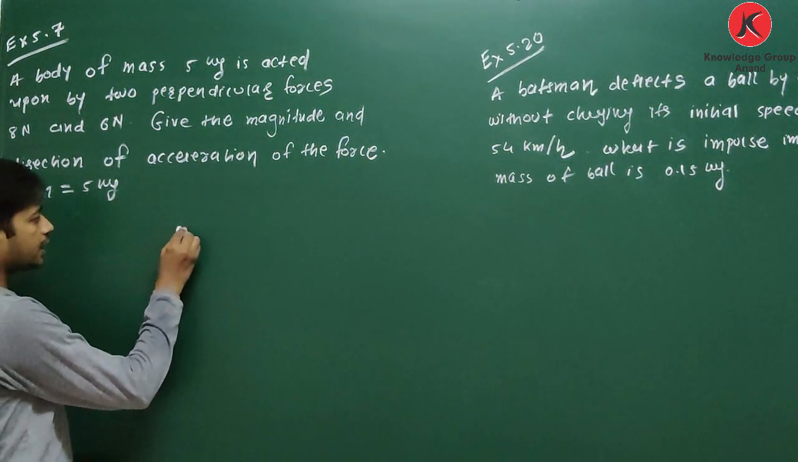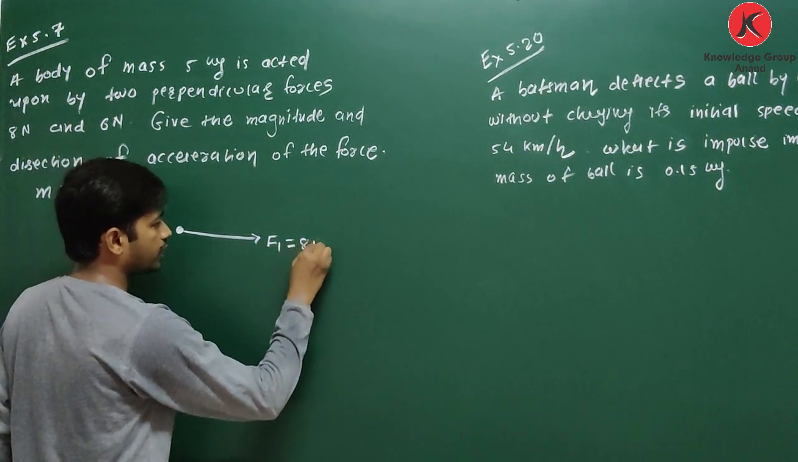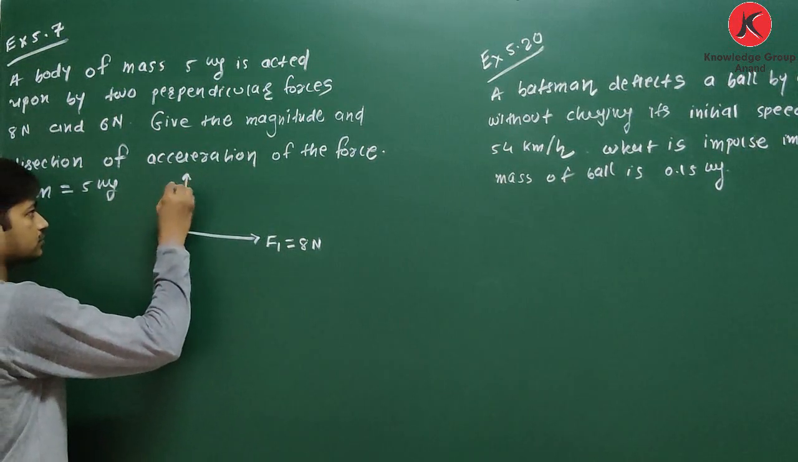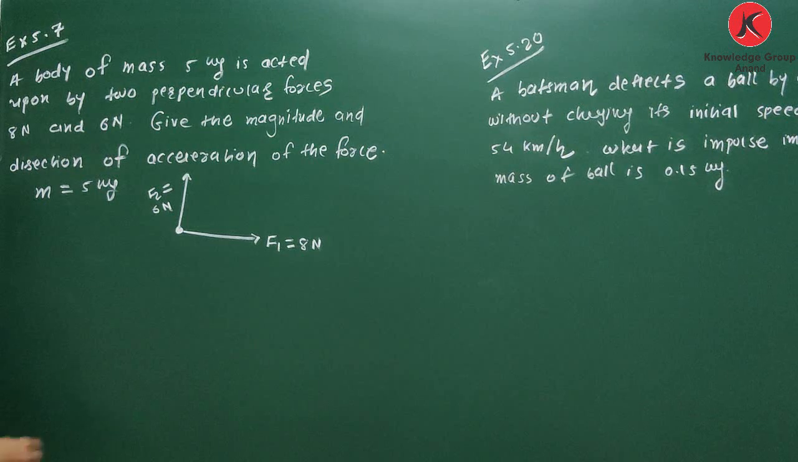For example, it is a body, and it is acted upon by two forces. Here F1 is equal to 8 Newton and here F2 is equal to 6 Newton. Its mass is M. Give the magnitude and direction of acceleration of the body.